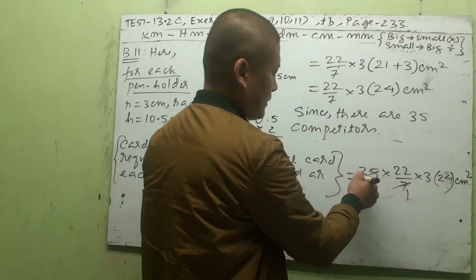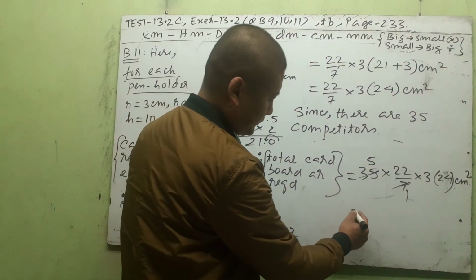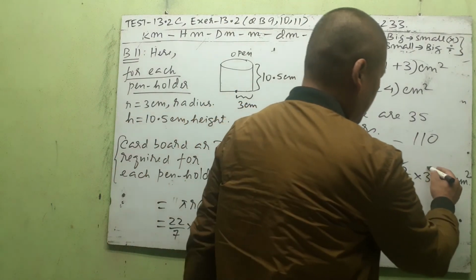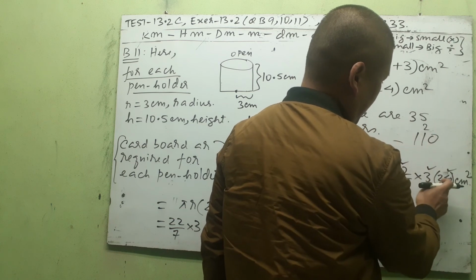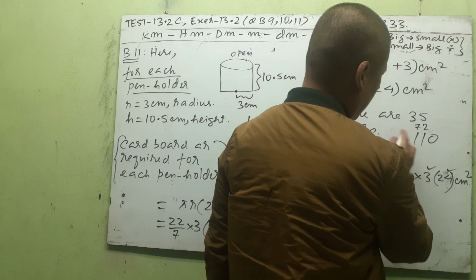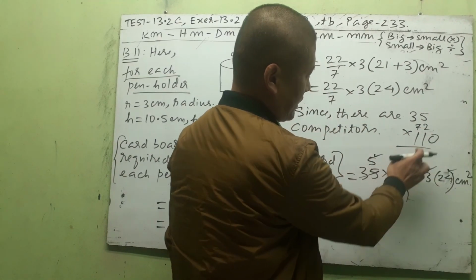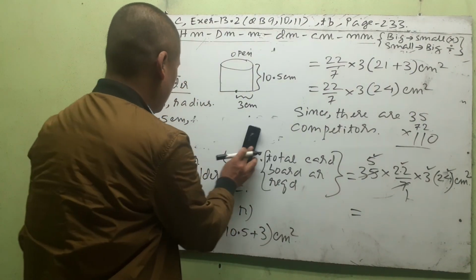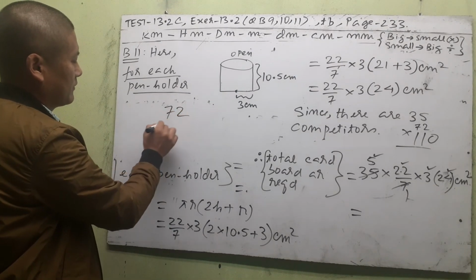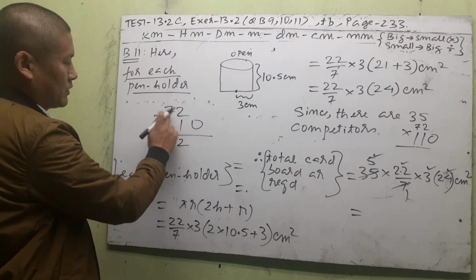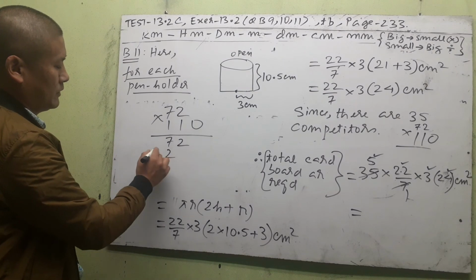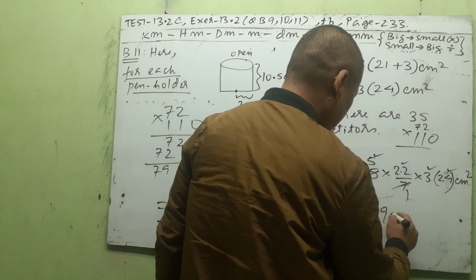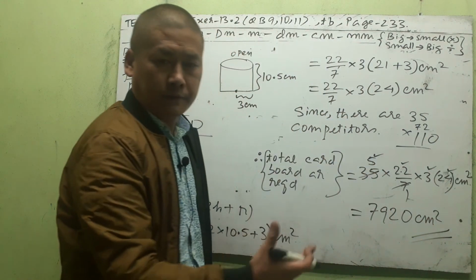So 7 ones are 7, 7 fives are 35. Then here, 5 twos are 10, 5 twos are 10 plus 1, 11. So when you multiply these two, 110. Then here, let's multiply these two. 3 fours are 12, 3 twos are 6 plus 1 remainder, 7. So we get 72. When we multiply these two, we get 110. Let's push the 0 a little bit to the side, because we don't need to multiply the 0. So 72, 110: 1 two is 2, 1 seven is 7, then 2 and 7, 9 and 7. Finally we can put the 0. So the total cardboard area required is 7920 centimeters square for 35 competitors.